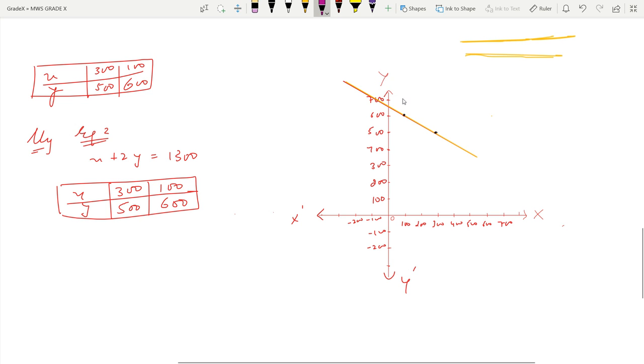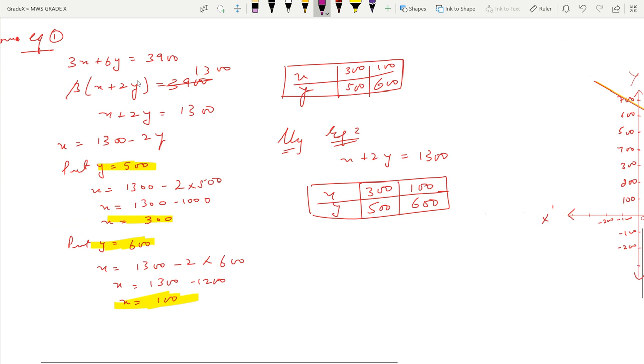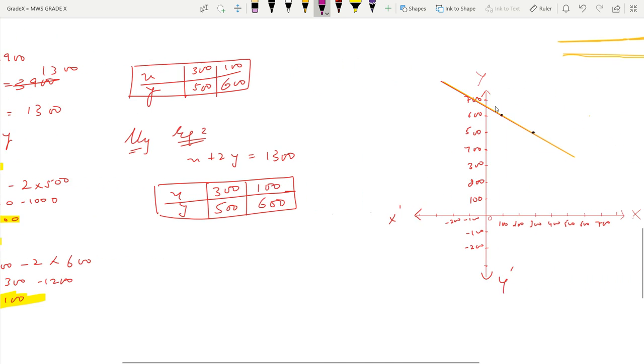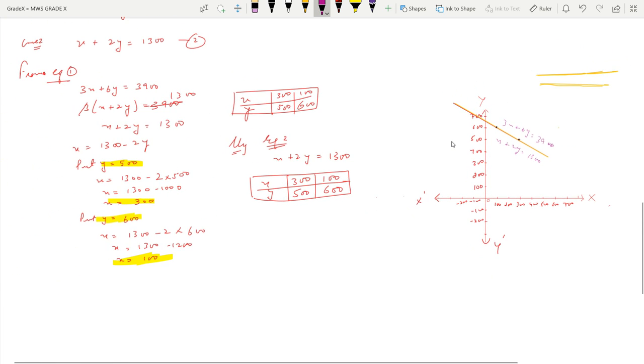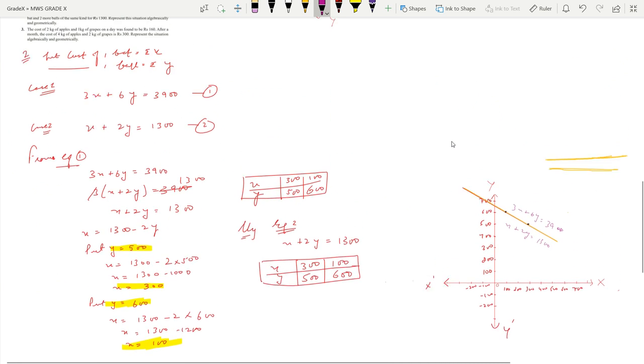Both the equations lie here only, so let us write: this equation 3x plus 6y is equal to 3900 is also represented by this line, and x plus 2y, the second equation, equal to 1300 is also represented by this line. So here we are done with question number 2.